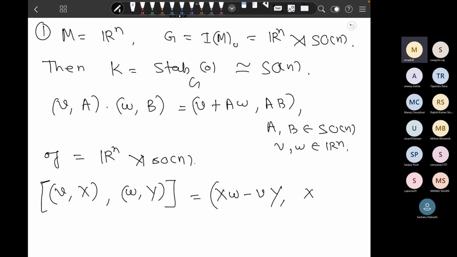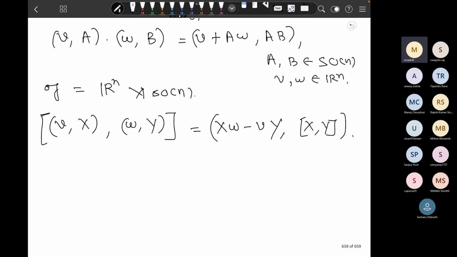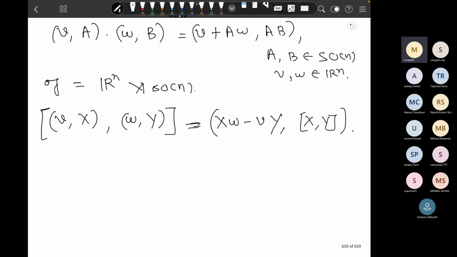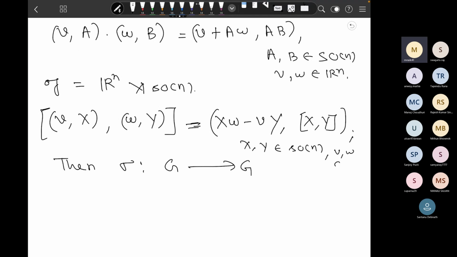Actually, this is really the Lie bracket of X, Y. So this is my Lie bracket in this thing. It needs a little work; you can try this as an exercise. Then the involution sigma from G to G. So this is the thing: X, Y belongs to small so(n), so(n) is the skew-symmetric matrices, and v, w belongs to R^n. So sigma from G to G is given by this thing.